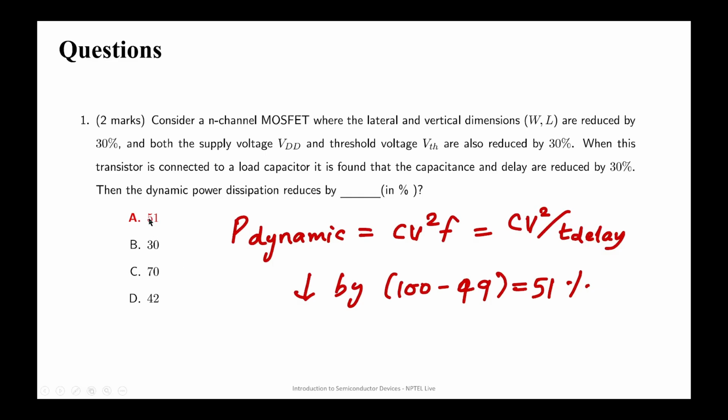The answer to this would be 51%. So dynamic power is given by CV square F, which can also be written as CV square by time delay. So if you calculate that, this becomes 49. So the dynamic power is now 49% of before, which is a reduction of 51%.